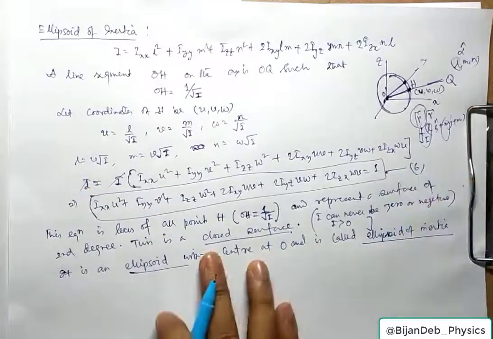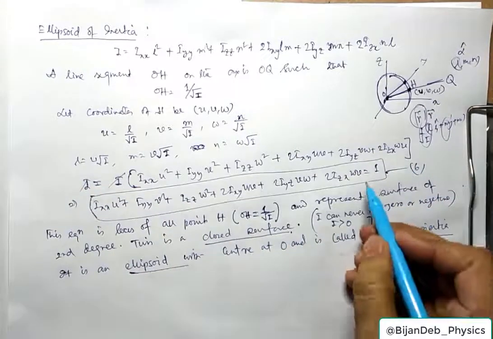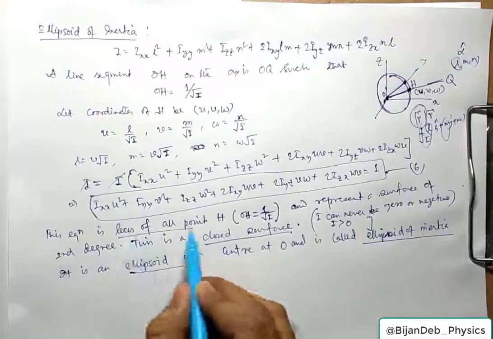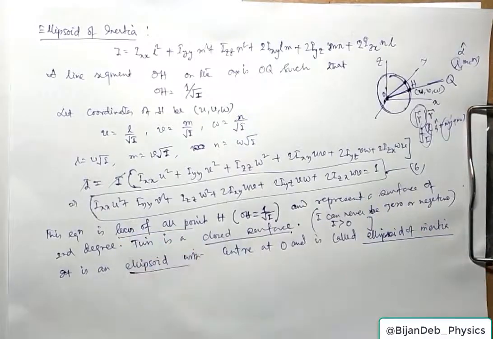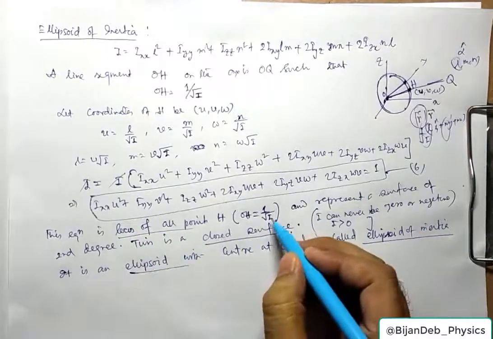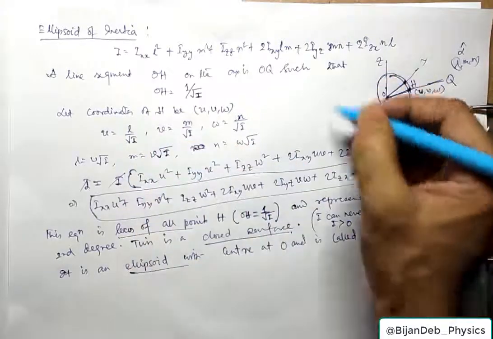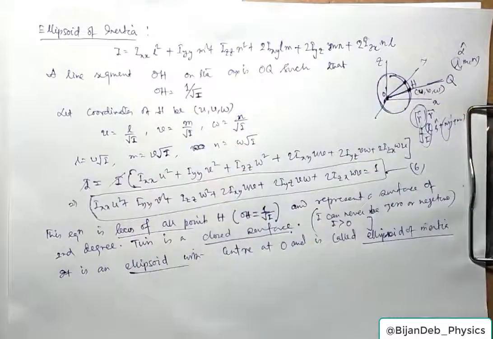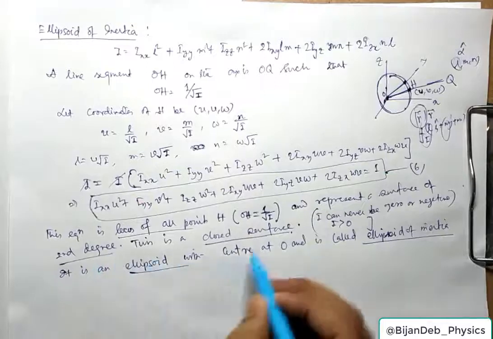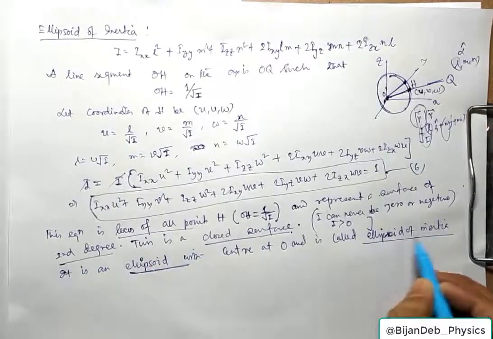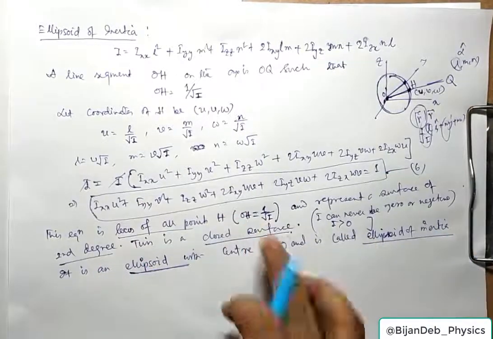How do we get this equation? This is the locus of a point. Locus means all the positions that we get by 1 by root I. I may be anything. If you take some I for the system, and take the locus in all directions, it will represent a closed surface of second degree, which is an ellipsoid, and it is called the ellipsoid of inertia, as this is related to moment of inertia.